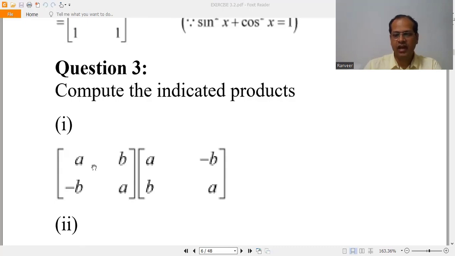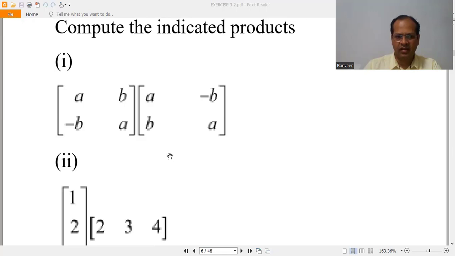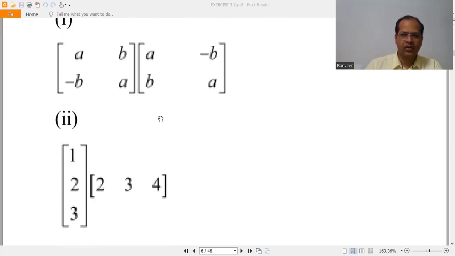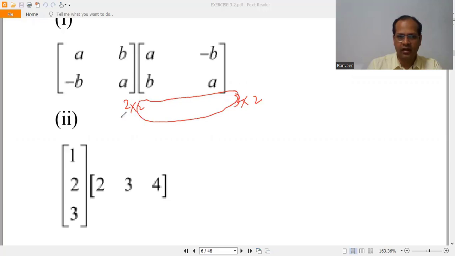Now this is a similar type of question, and now you can do it as practice. AB minus BA, this we already know. Now here 2×2. Just the important thing: this is 2×2, this is 2×2, and this is the same. So easily you can multiply. That result is 2×2.